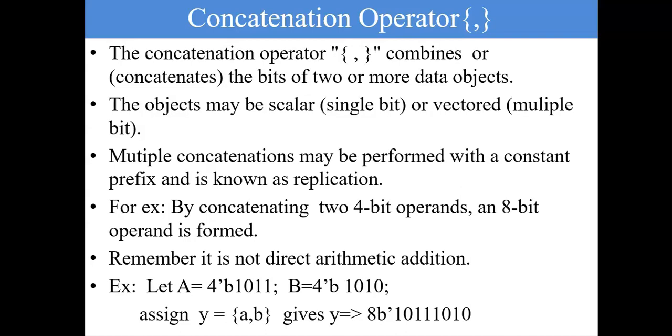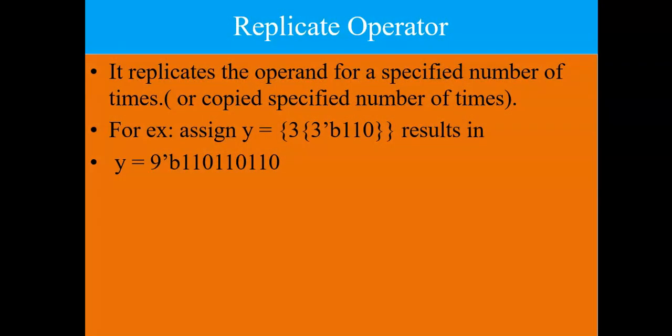Here you can see A is equal to 4 bits, 1 0 1 1, B is equal to 1 0 1 0. When I perform this concatenation operation, y is equal to A comma B, it gives 1 0 1 1 1 0 1 0. 4 plus 4 total 8. That's why I have chosen the size as 8. Here it is 4 bit, here it is 4 bit. Now the result is of 8 bit. This operation is called concatenation operation.